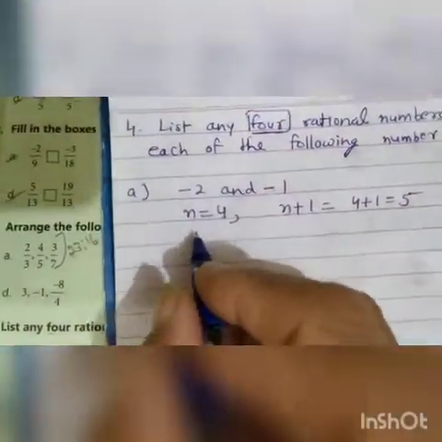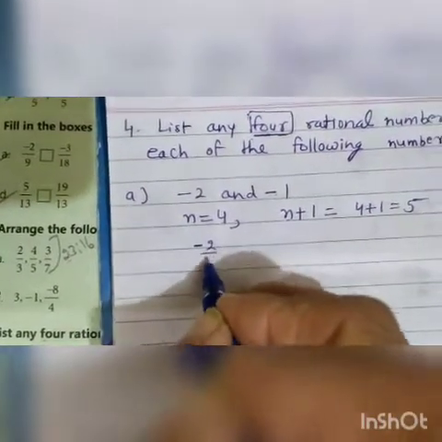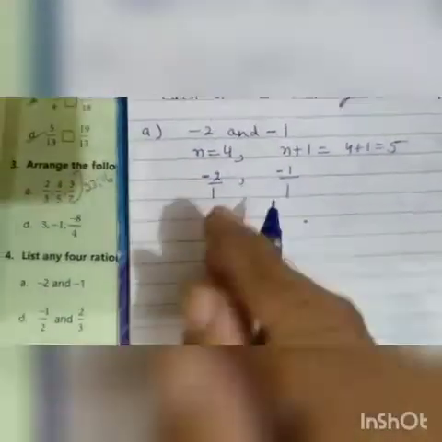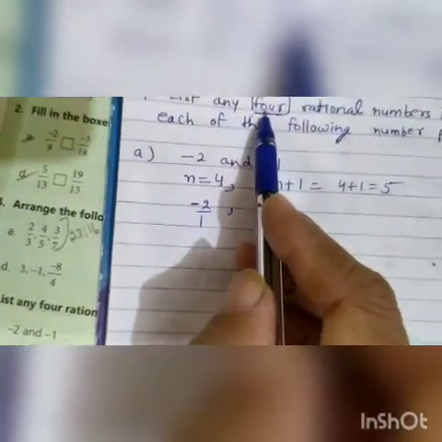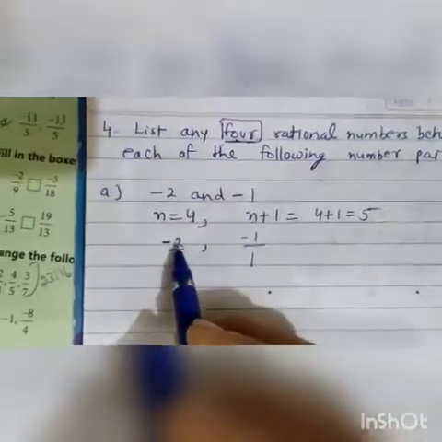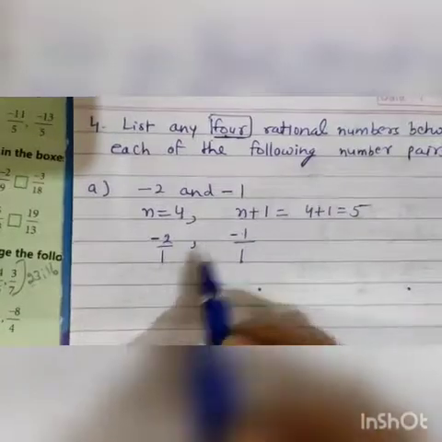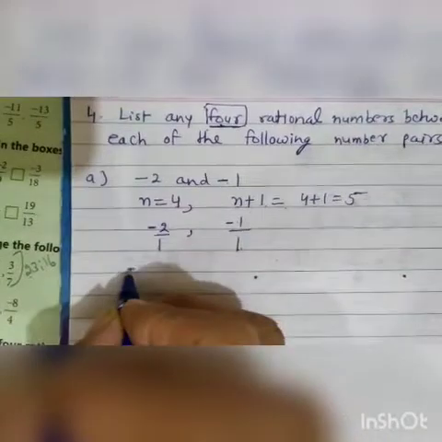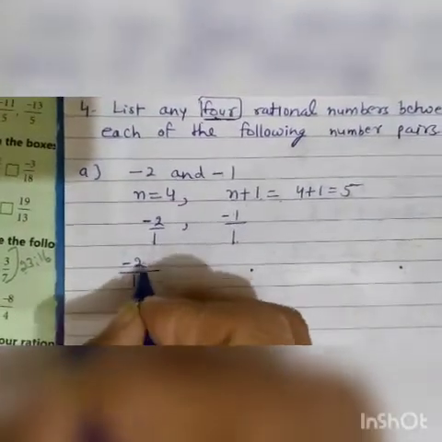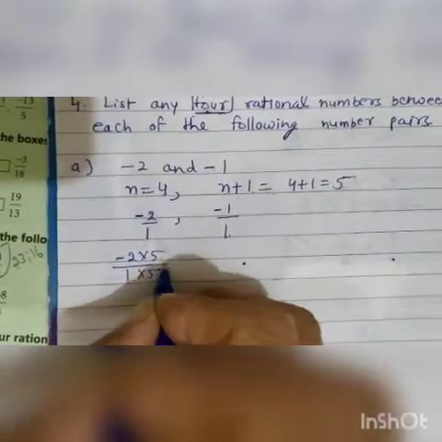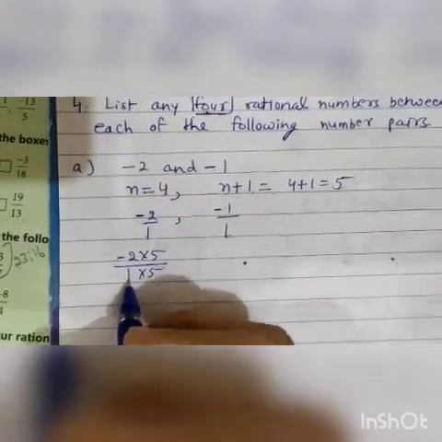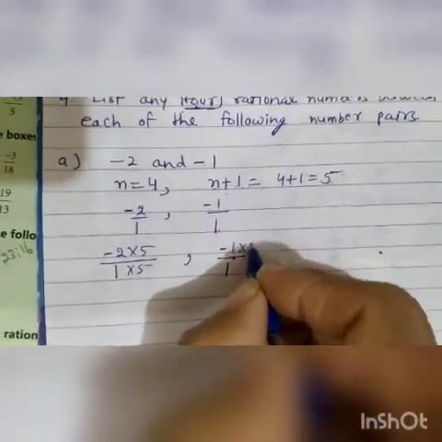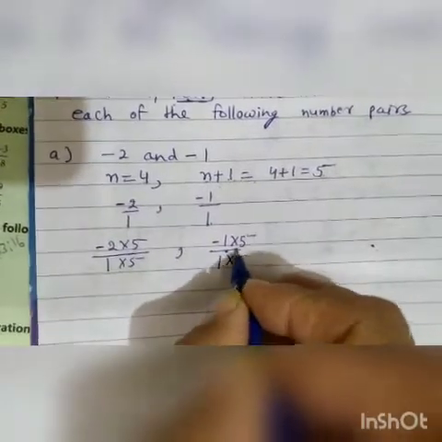This minus 2 can be written as minus 2 upon 1, and this minus 1 can be written as minus 1 upon 1. Now what will we do? We have to find 4 rational numbers, so we will multiply both the numerator and the denominator by n plus 1. N plus 1 means 5. So we do minus 2 upon 1 multiplied by 5 on the numerator and denominator, then minus 1 upon 1 multiplied by 5 on the numerator and denominator.